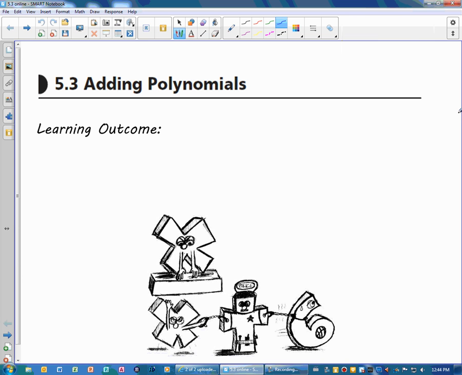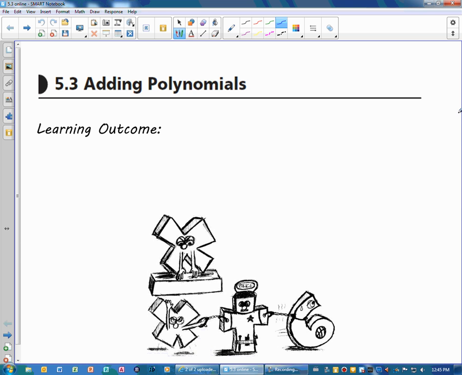Alright, welcome to section 5.3, adding polynomials. Please do not start this section until everything before it on your checklist has been completed: your defining of the terms, and your three things for sections 5.1 and 5.2.